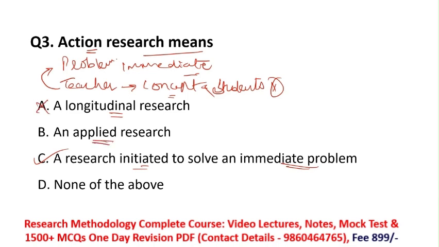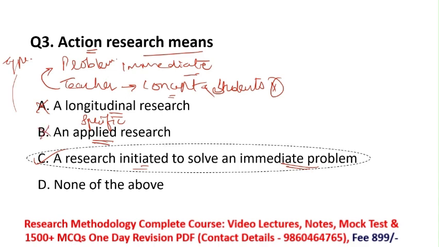Option B here is applied research. Remember, action research is a type of applied research. But what is applied research? In applied research researchers solve a problem which is specific, not general, and it need not be an immediate problem. So again option B is also incorrect. For this question, option C is the right answer.